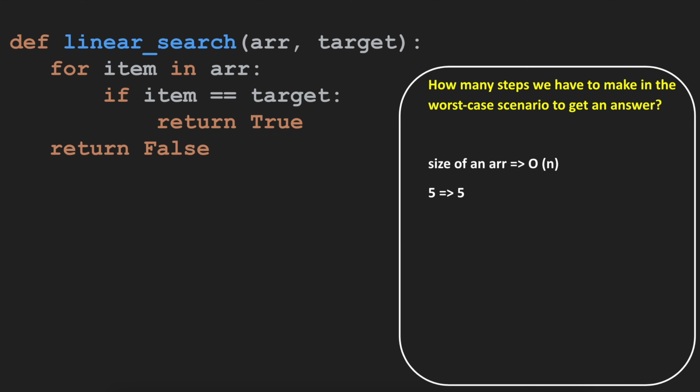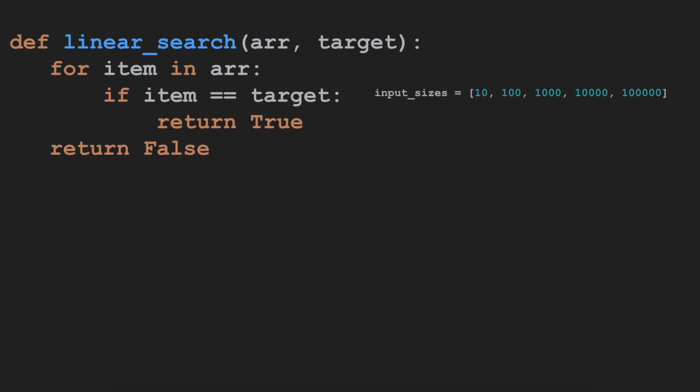So for an array with the size of 5, if our target is at the end of the array, we have to go through every element in the array. So the time complexity in this case would be, if the input size is 5, then the runtime also would be 5. So we have to make 5 steps. If the input size is 50, then we have to make 50 steps. If input size is 100, then we have to make 100 steps. So which means that our dependency is linear.